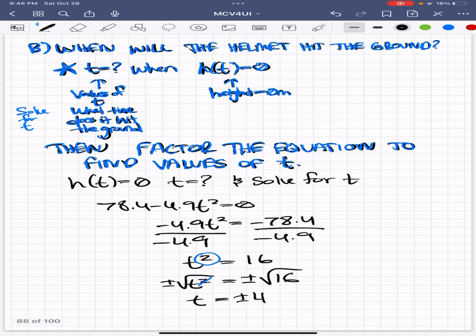And then we have plus or minus 4, which means t equals 4 seconds or negative 4 seconds. So negative 4 seconds is not possible with time.